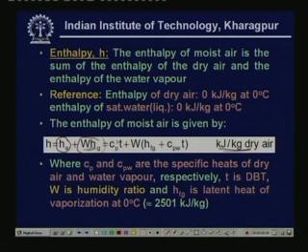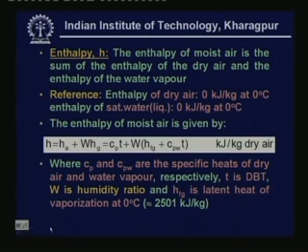And if you use an average value of specific heat Cp, and if you take these reference values, then you can write ha + W hg in terms of specific heats and temperatures like this. Finally, enthalpy of moist air is written as h = Cp T + W (hfg + Cpw T), where Cp is the specific heat at constant pressure of the dry air, T is the dry bulb temperature, W is the humidity ratio, hfg is the latent heat of vaporization of water, Cpw is the specific heat of water vapor at constant pressure. hfg is the latent heat of vaporization at 0 degree centigrade, because the reference is at 0 degree centigrade, so you can take an approximate value of 2501 kilojoule per kg.